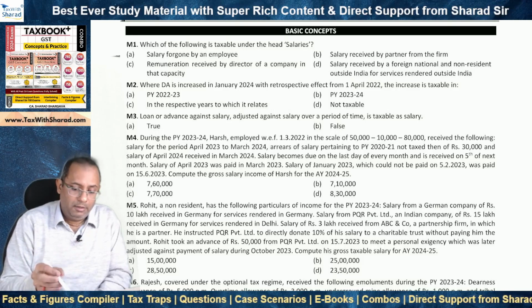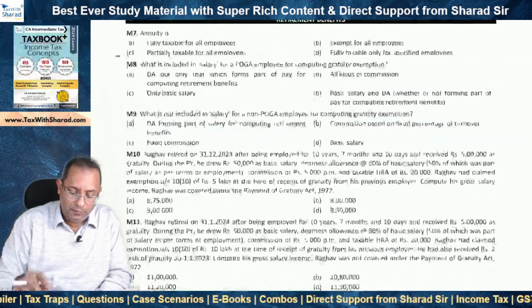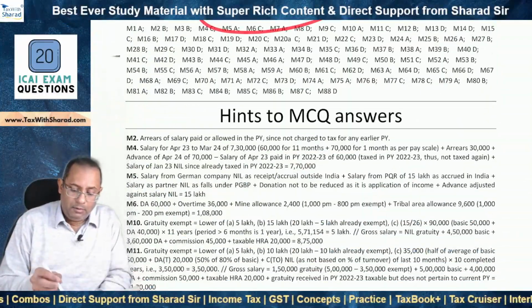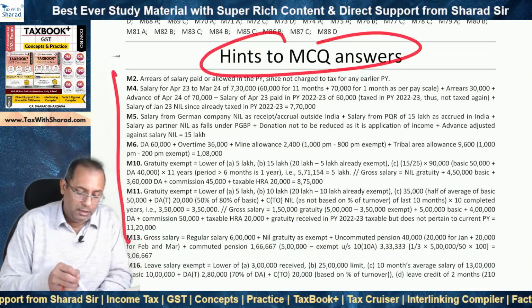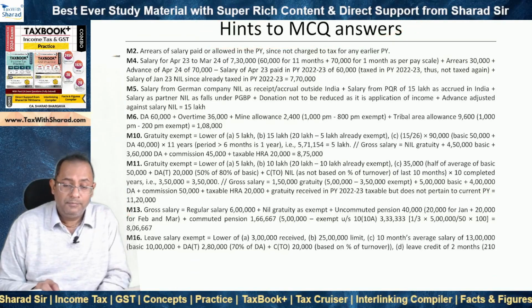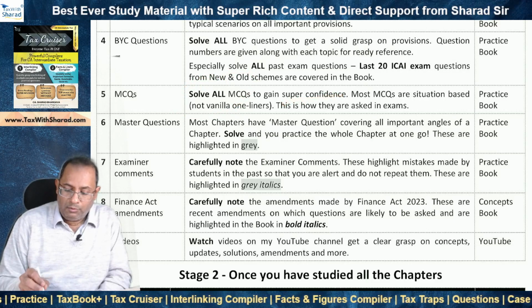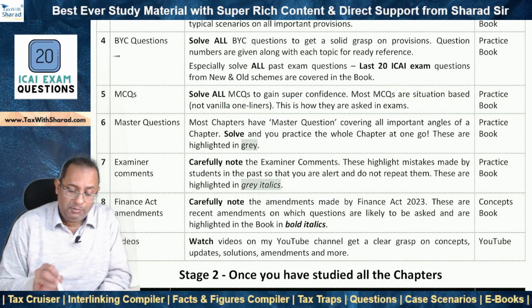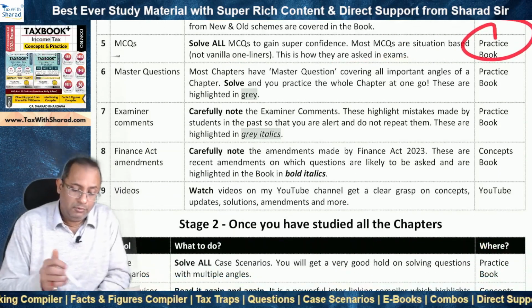You come to the practice book and you solve the MCQs M1, M2, M3, 4, 5. All of these are serially numbered. Towards the end you will have the answer key, and then you also have the hints to MCQ answers. While you solve, you go through these hints to understand the logic behind the solution. So solve all MCQs to gain super confidence. Most MCQs are situation based. They are not vanilla one-liner types. This is how they are asked in the exam. So you go through the practice book and solve all the MCQs.